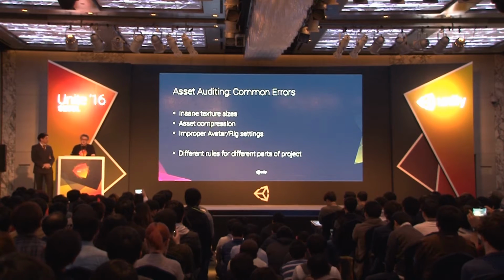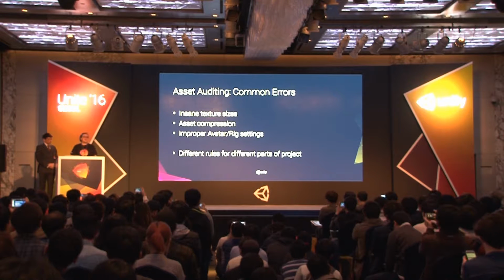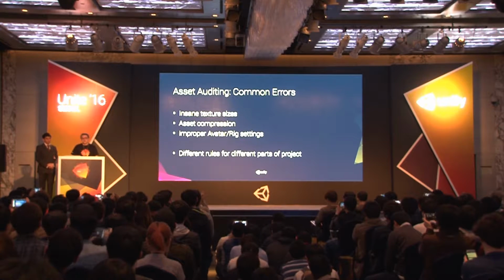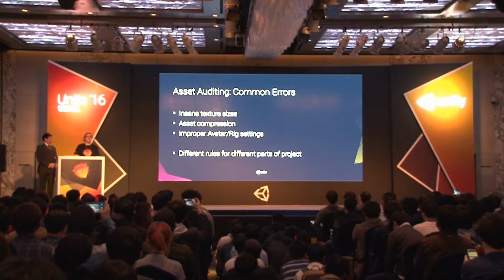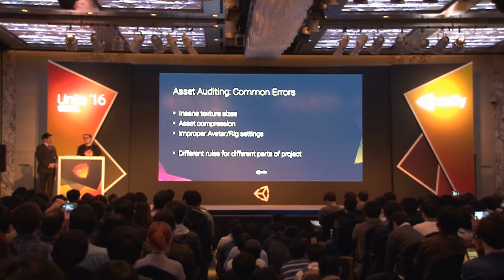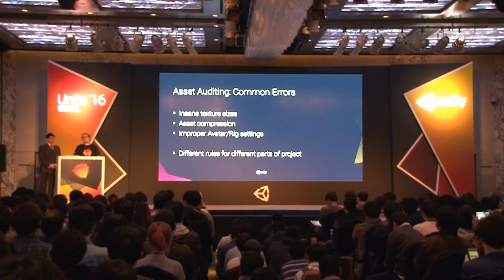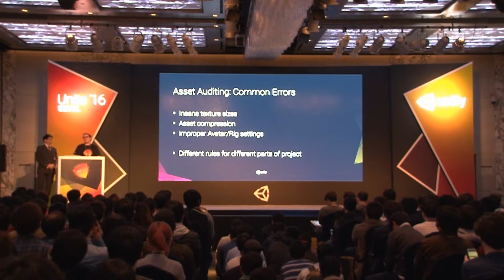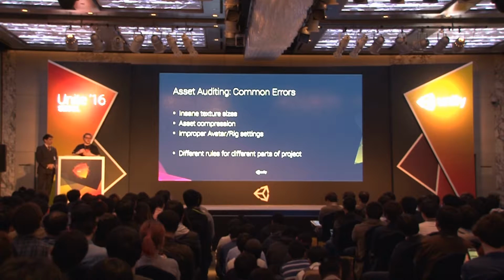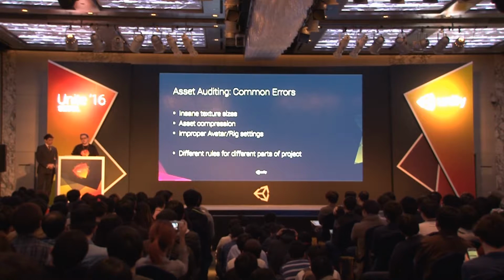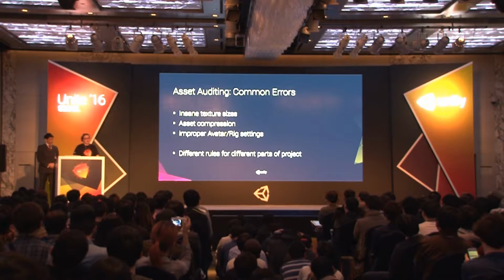So, common errors with your assets in your project. Insane texture sizes. If you have a 4K uncompressed texture, and in the past the NGUI extension would generate these by default, it will take 60 megabytes of memory. This is about a third of the memory you have available on low-end mobile devices. Just by compressing that texture, you will save around 52 megabytes of memory. So it's one checkbox, and you've reduced your memory footprint by a massive amount. So that's a very common problem.